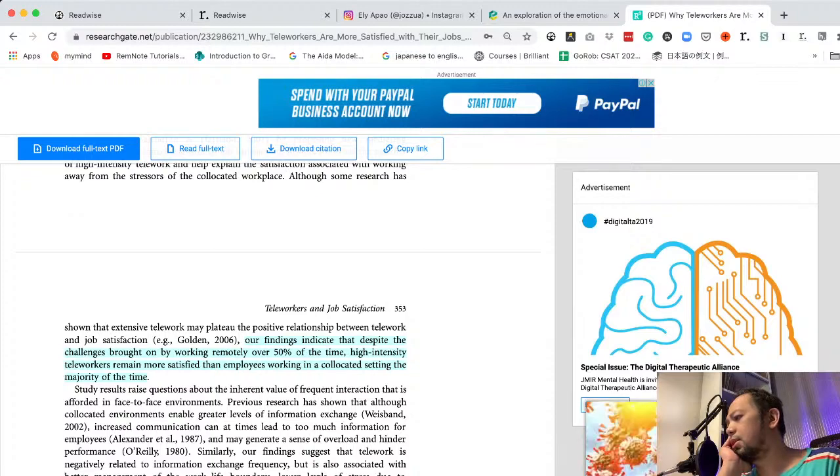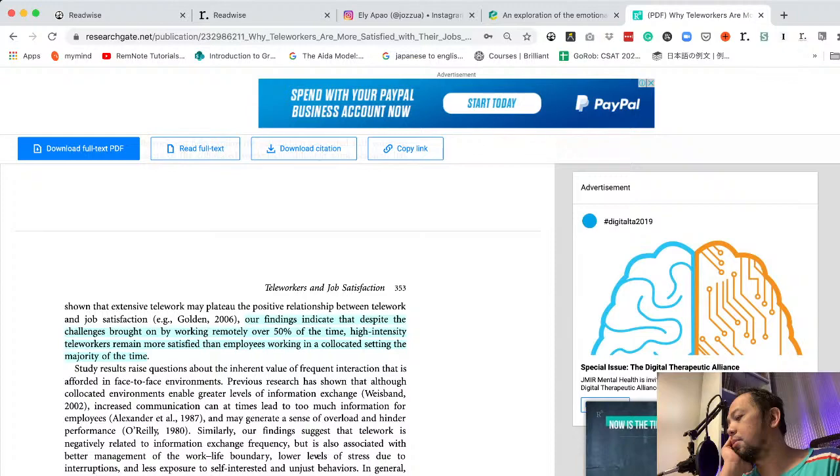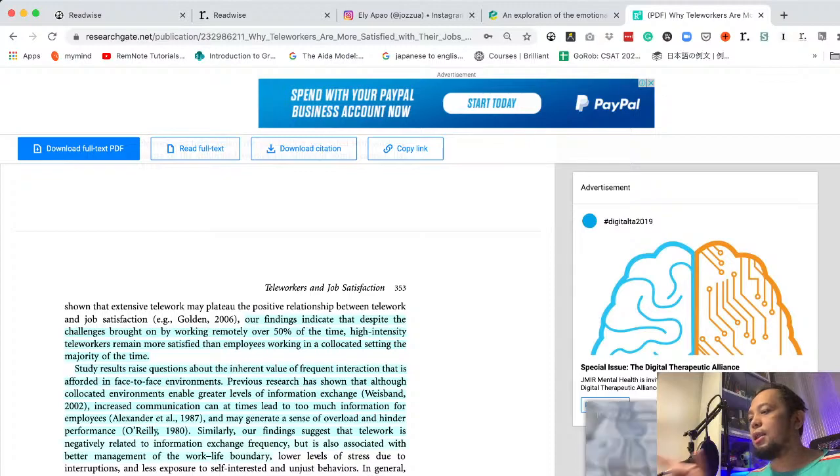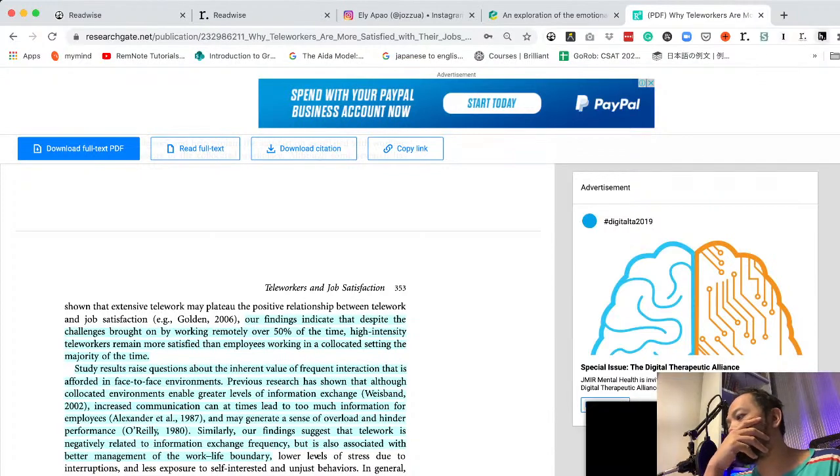There is inherent value in frequent interactions, which afford greater levels of information exchange. Increases can at times lead to too much, which may generate a sense of overload and hinder performance. Yes, this is actually true for me. Negatively related to information exchange, but also better management of the work-life boundary. I disagree with this now, especially in a COVID-19 setting. So I'll record this in hypothesis, annotate.